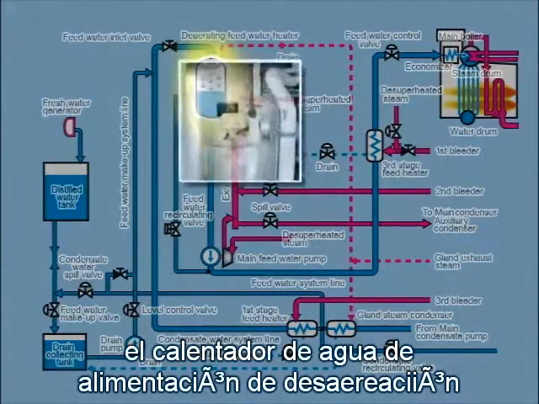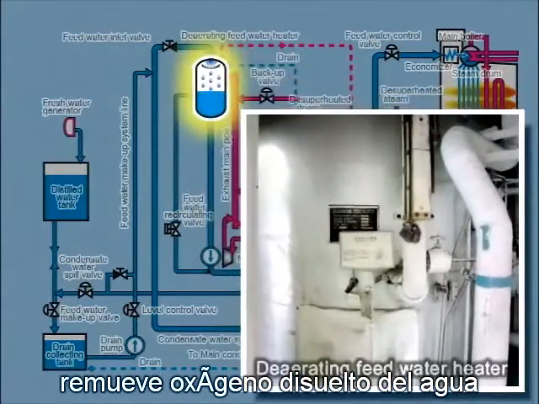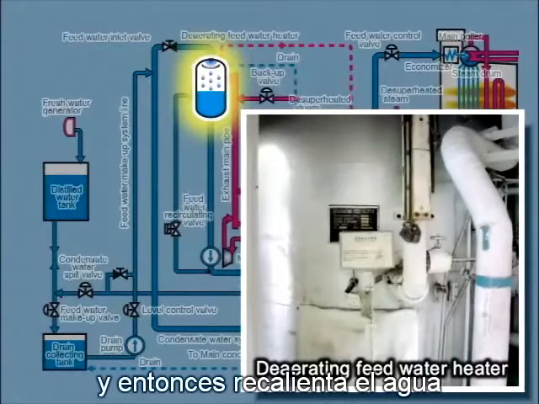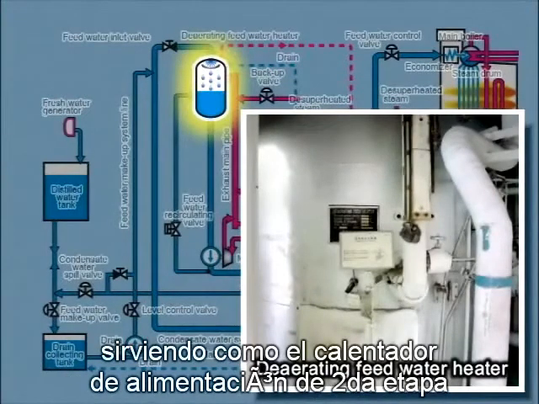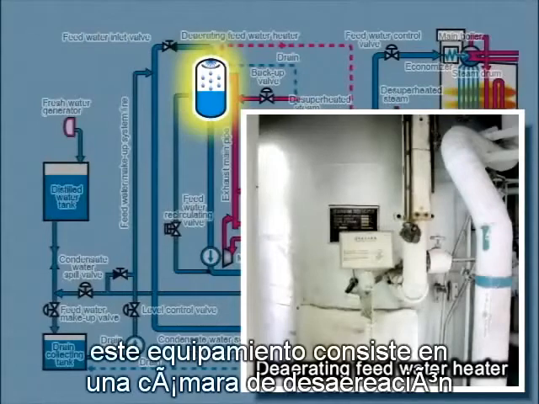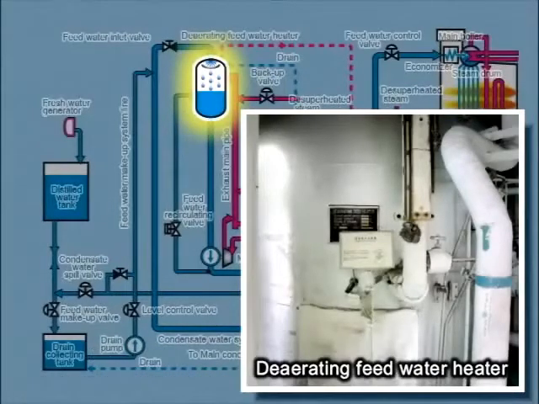The deaerating feed water heater removes dissolved oxygen from the water and then reheats the water, serving as the second stage feed heater. This equipment consists of a deaerating chamber and a water storage tank.